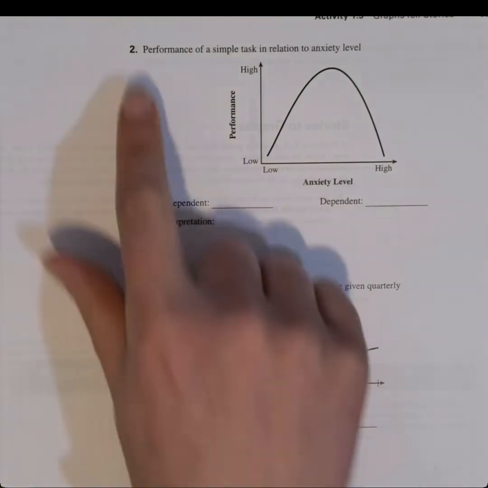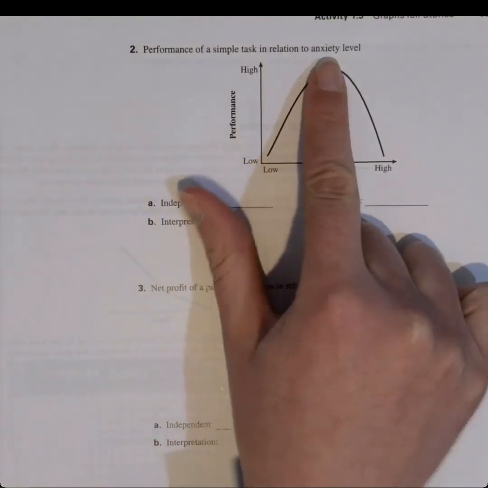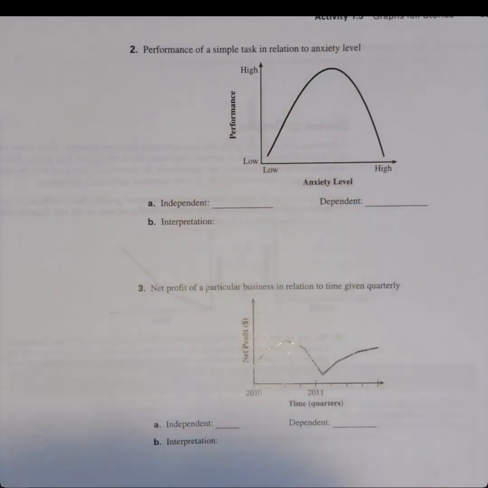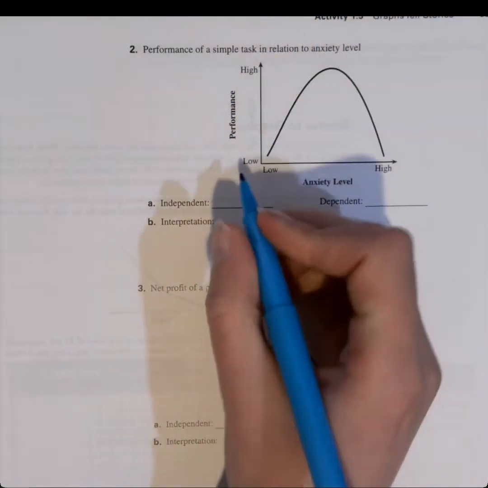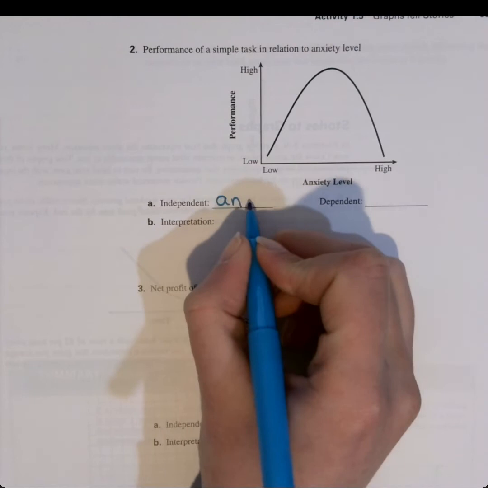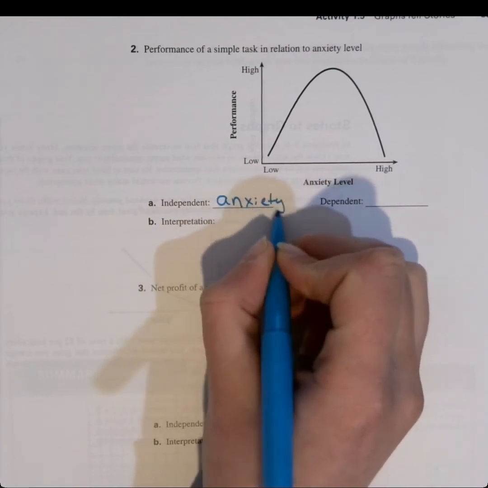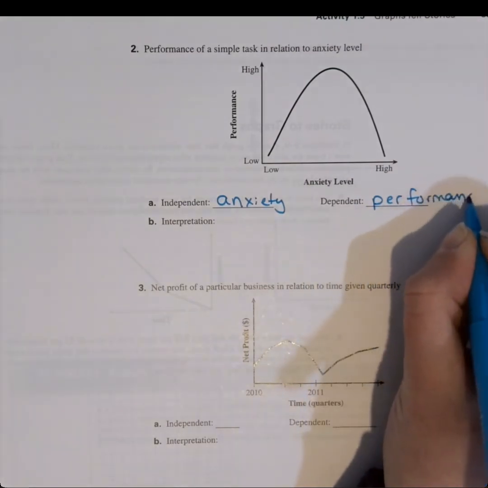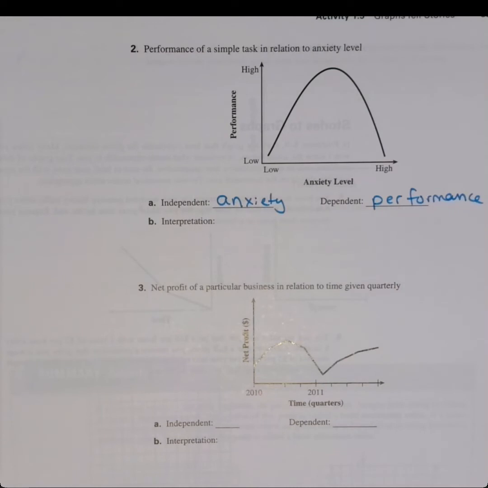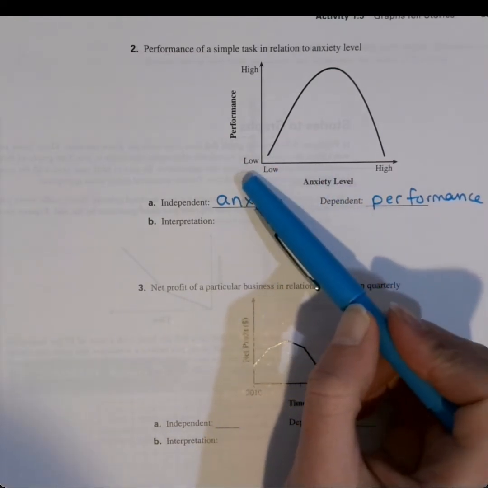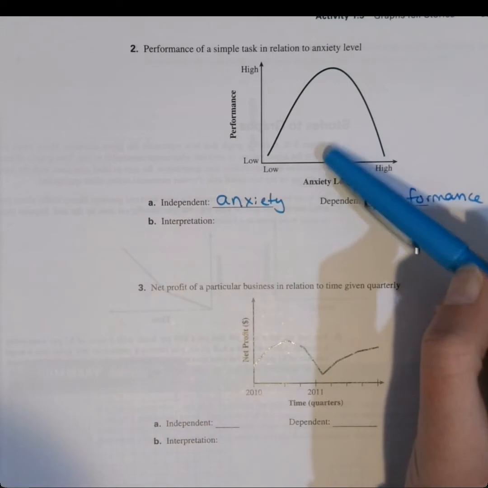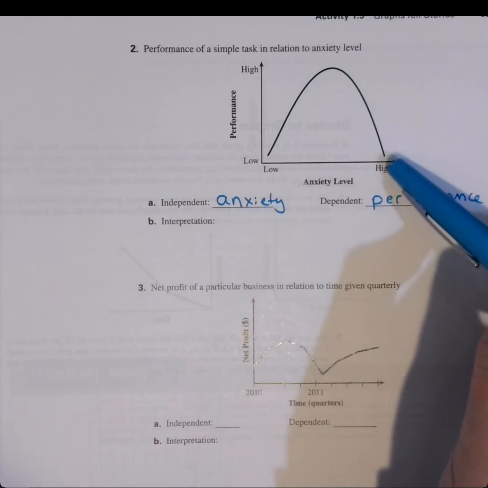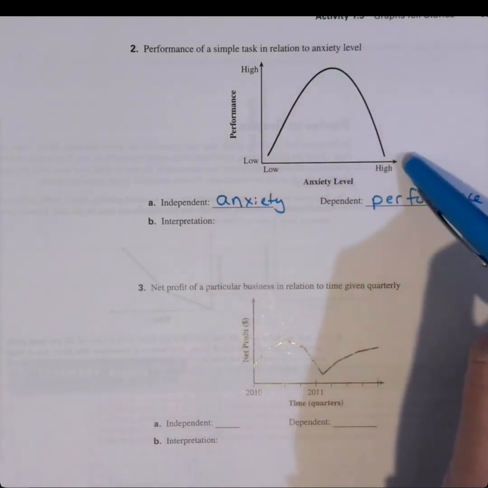So in the next picture, performance of a simple task in relation to anxiety levels. We have our anxiety level across the independent axis, and we have our performance across the dependent axis. So we have our anxiety level as independent, and we have our performance. I can notice that when I have low anxiety, I have low performance. When my anxiety level reaches a mid-level, I have high performance. But when my anxiety level gets too high, my performance also gets low.